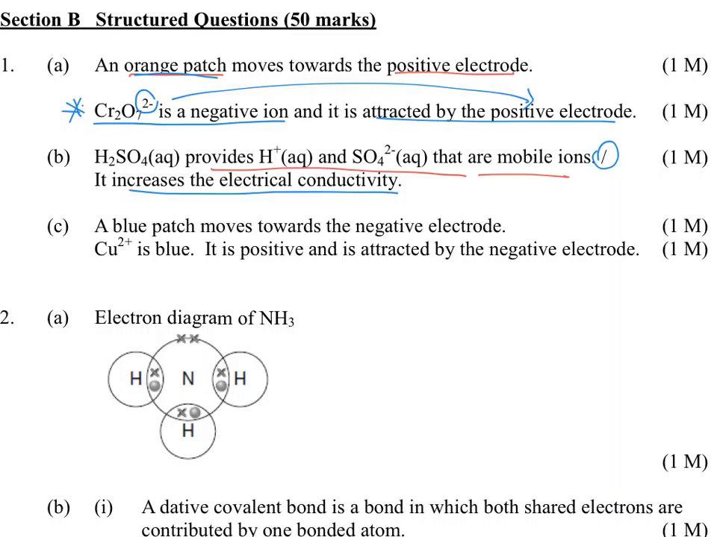And for part C, if I change the compound into a copper ion compound, the blue patch will move towards the negative electrode. Again, in fact, it is similar to part A. Because copper(II) ion is blue, it will be attracted to the negative electrode. The pattern is quite similar. Again, you need to find out which ion will move to which electrode, and then find out the color of the ions. Okay, this is for question number 1.